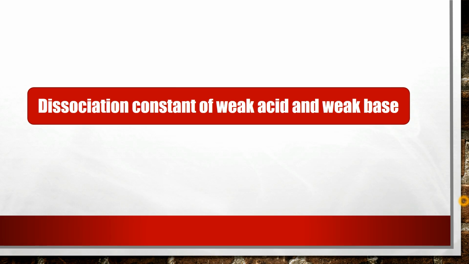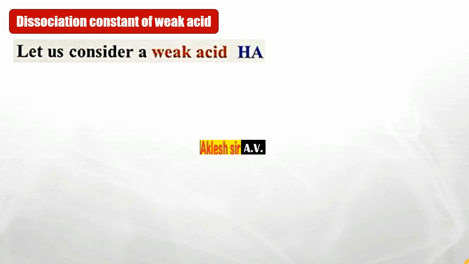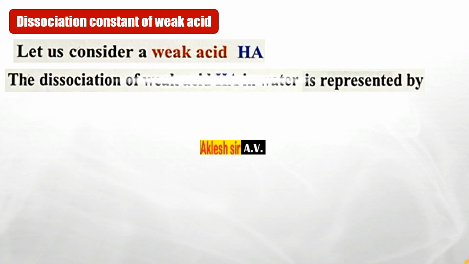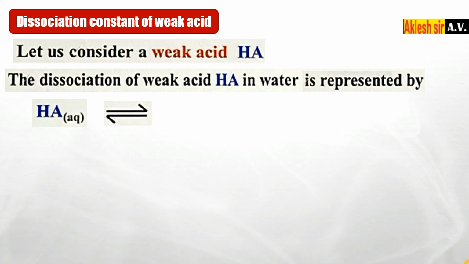Dissociation constant of weak acid and weak base. So what is the dissociation constant of a weak acid? Let us consider one weak acid, for example HA. Here you can see H is there, meaning it is an acid group. The dissociation of a weak acid in water is represented by HA in equilibrium, giving H plus ion and A minus ion. So the HA gets dissociated to form H plus and A minus.